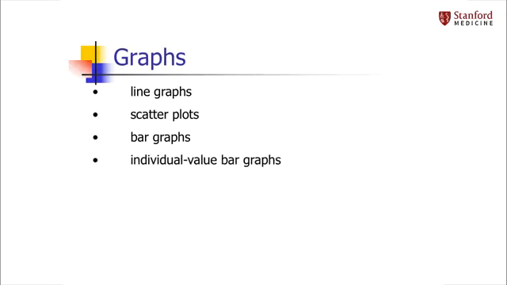I could teach a whole course on graphs. You really need a whole course on data visualization to do justice to this topic. And it's such an important topic that I'd actually recommend that you do take a course in data visualization in the future. But I'm going to give you the 5-minute version just to let you know the kinds of graphs that are out there. Among the most common types of graphs are line graphs, scatter plots, bar graphs, individual value bar graphs, histograms, box plots, and survival curves.